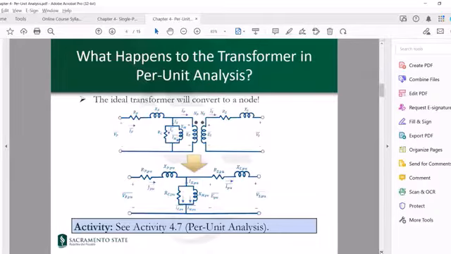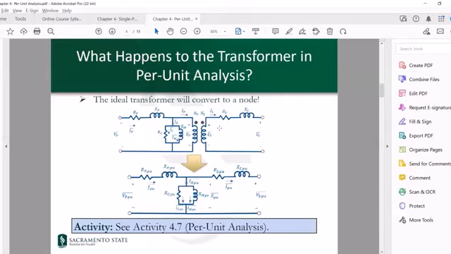Now, what happens to a transformer in per unit analysis? Transformers will be converted to nodes simply. So this ideal portion of your transformer would be nothing but, as if you just removed it. So IP would be equal to IS in per unit.